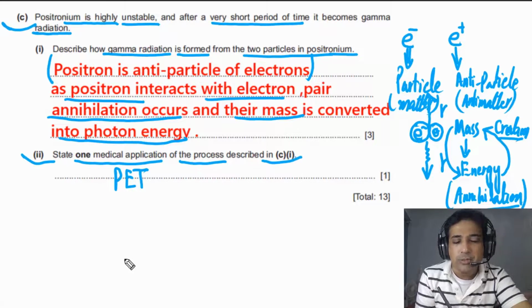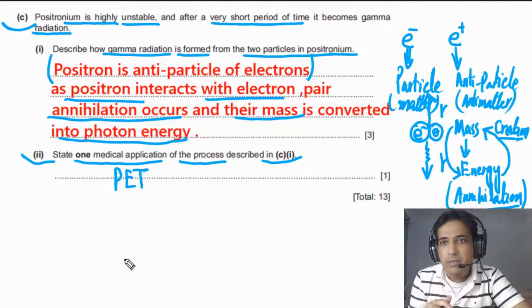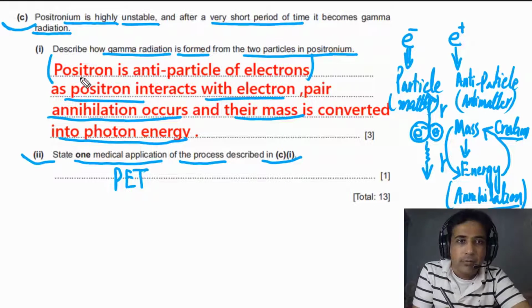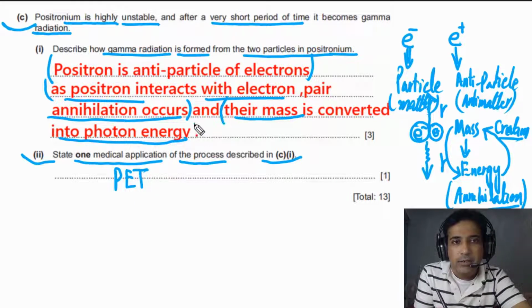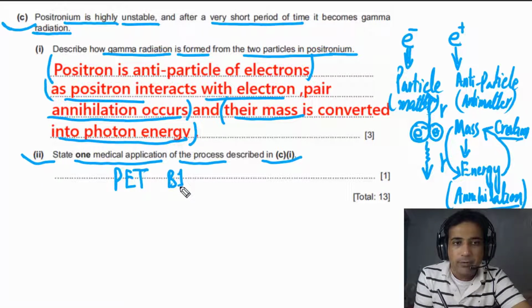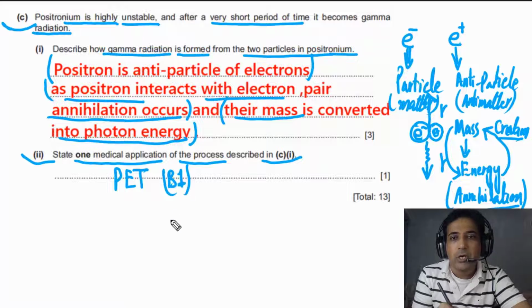The first question has 3 marks. So you will get 1 mark for writing this point, and for the second one, you will get this second point, and for the last one you will get the 3rd mark. And for this question, only 1 mark, you will get 1 mark if you have written PET. So this is how marks will be awarded for this question. I hope this question is clear to you.